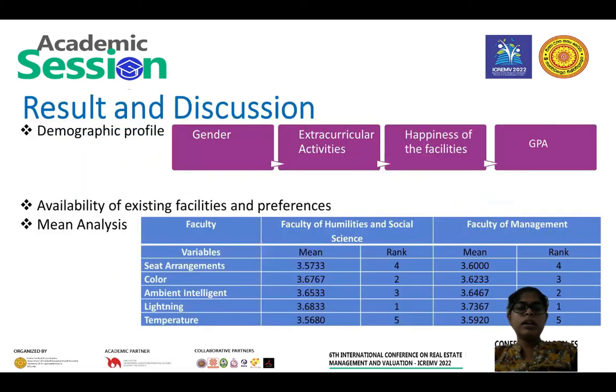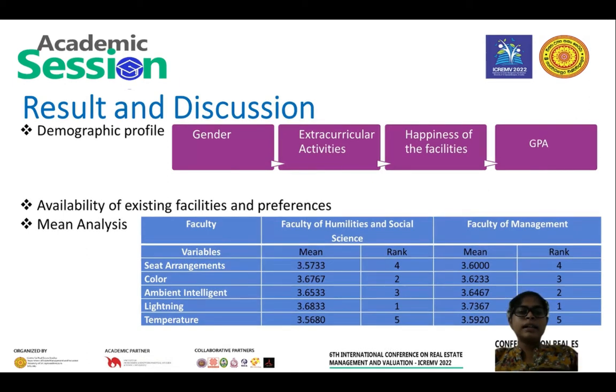Then I would like to move to the analysis result and discussion part of my presentation. Here, I mainly discussed 5 tests. First one is the demographic profile. Second one, availability of existing facilities and preferences. Third is the mean analysis, and fourth, the Pearson correlation analysis and the regression analysis. These are the main analyses that I used in my analysis part.